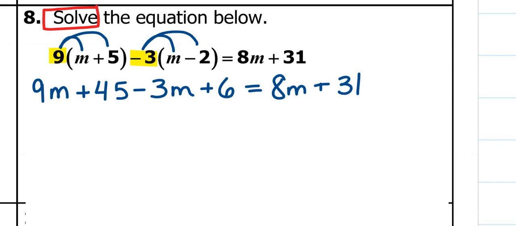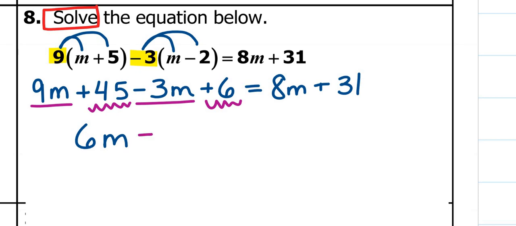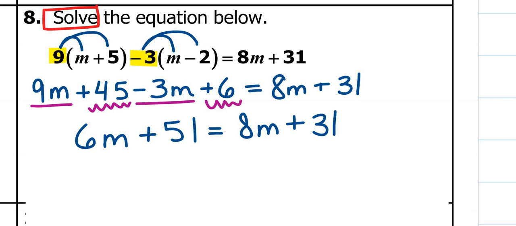Okay, so now I'm going to start combining like terms. 9m and negative 3m. 9 minus 3 is 6m. Next I have positive 45 and 6. 45 plus 6 is 51. Equals 8m plus 31. Nothing to combine on the right.